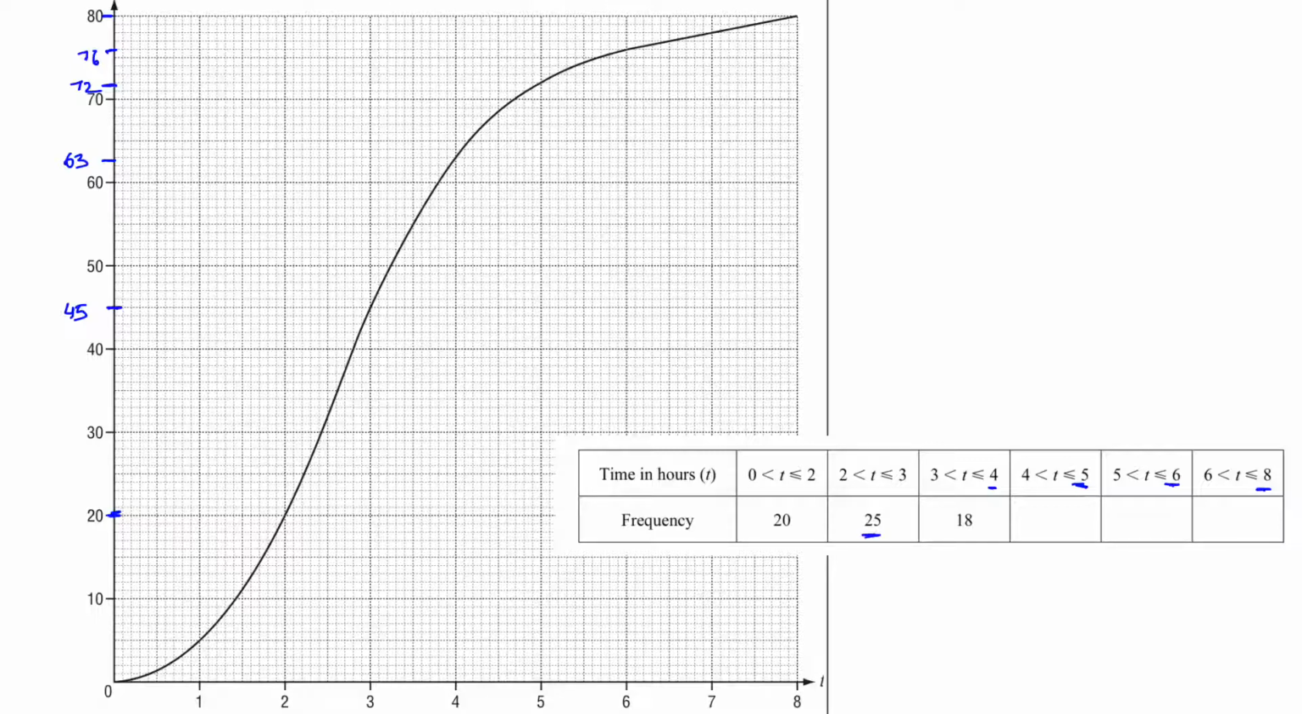So now, how did we get 25 here? We'll subtract it. 45 minus 20 will give you 25. To get 18, we'll do 63 minus 45. So the next number minus the previous number. From 4 to 5, it will be 72 subtract 63, you will get 9. From 5 to 6, it will be 76 subtract 72, which is 4. And from 6 to 8, it will be 80 minus 76, which is 4 again. So that's how we get our frequency for each individual part.